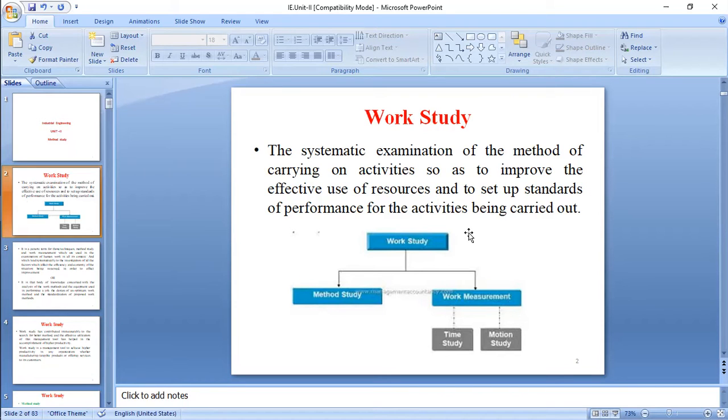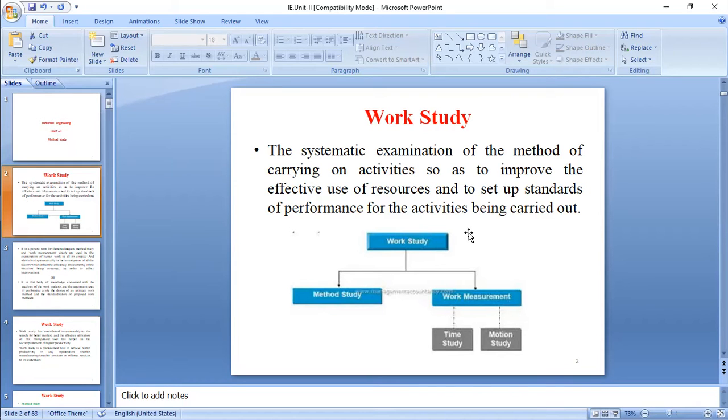Simply, work study means we need to examine different methods, or better methods, or the different optimized methods to carry out our activities in order to increase the productivity of the organization. So it is simply related to the productivity concept. If we need to increase productivity, we need to change methods, or execute different, optimized methods to improve the effective use of the resources.